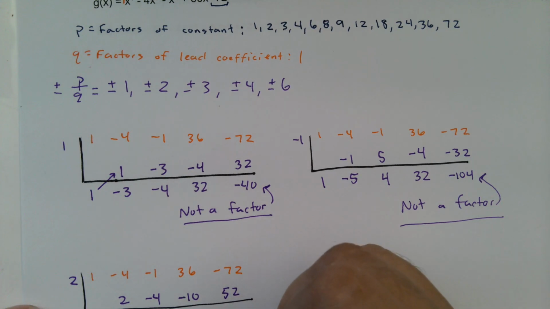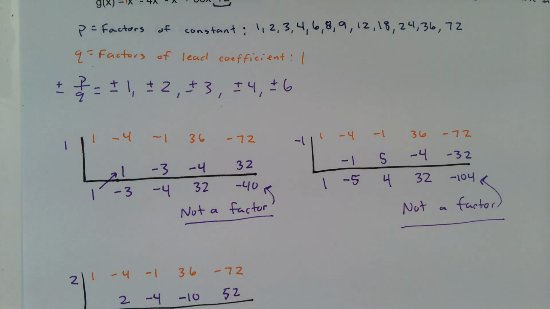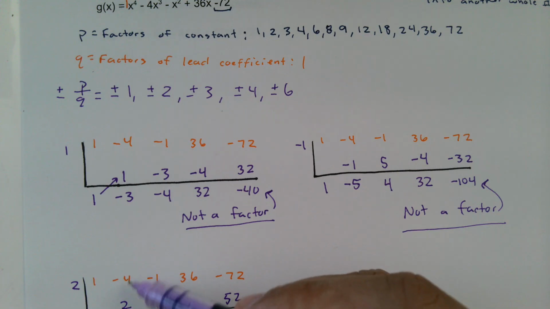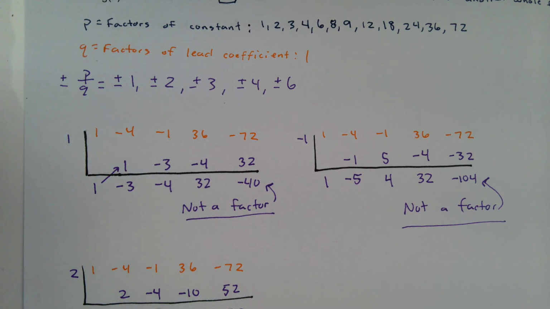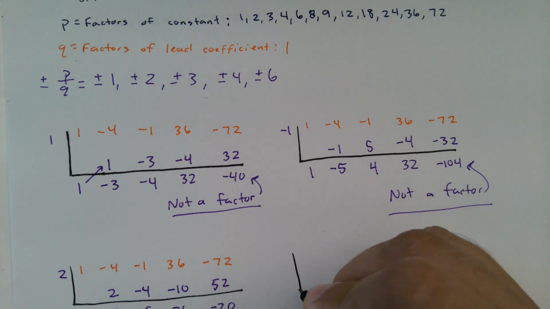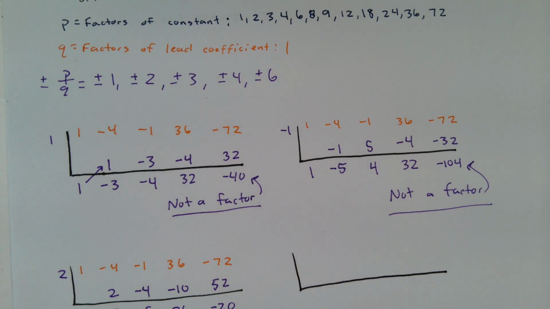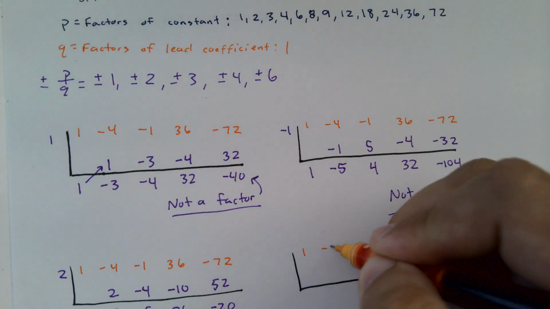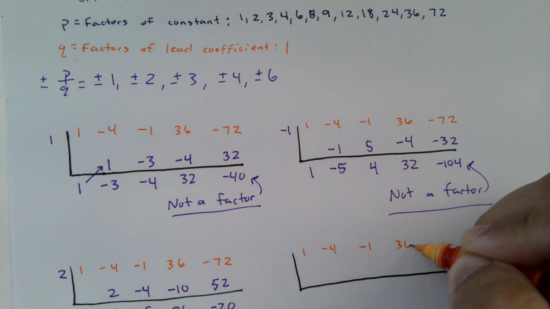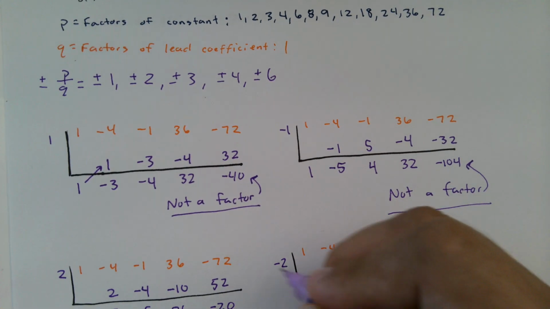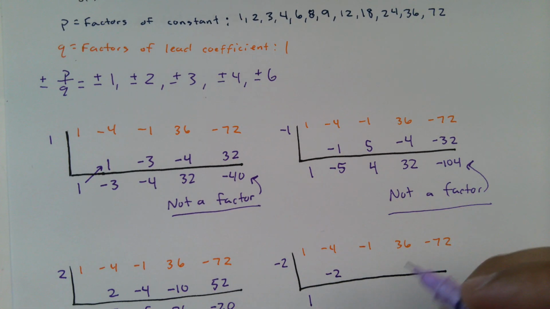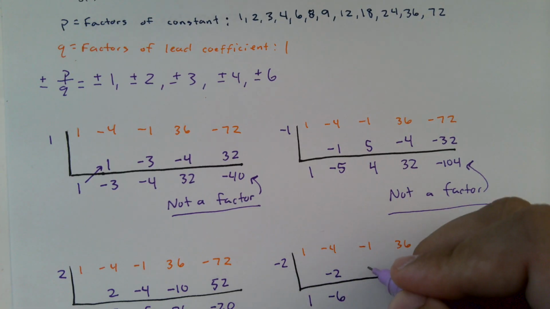Not a factor because that remainder is not equal to 0. Double check my work. 1, 2, negative 2, negative 4, negative 5. Right. Now I'm going to check negative 2. So I have 1, negative 4, negative 1, 36, negative 72. Check negative 2. Bring the 1 down. 1 times negative 2, negative 2. Negative 4 minus 2, negative 6. Negative 2 times negative 6 is 12.